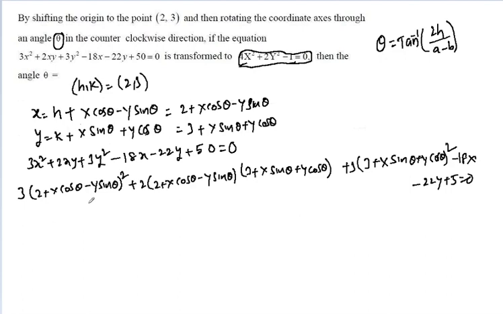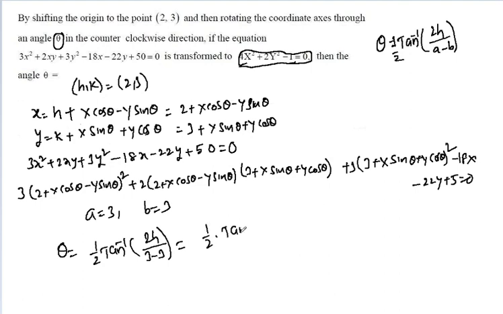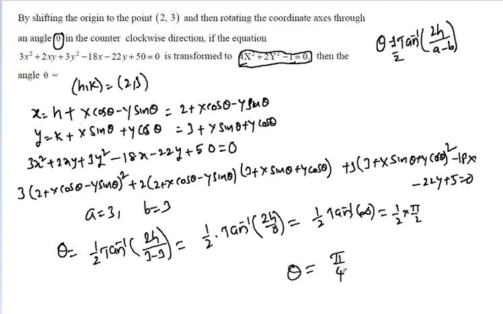In this equation, we find the x square coefficient, that is the a value, which is 3, and the coefficient of y square, that is the b value, which is 3. Substituting these values in the formula, theta = (1/2) tan inverse of 2h/(a - b), that is 3 minus 3, so half into tan inverse of 2h by 0. 2h by 0 is infinity, and tan inverse of infinity is pi by 2. Therefore theta = (1/2)(pi/2) = pi/4. This is the answer. The value of theta is pi by 4.